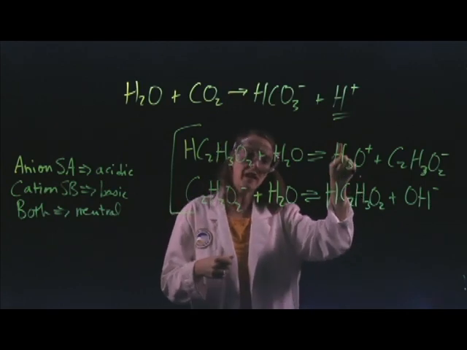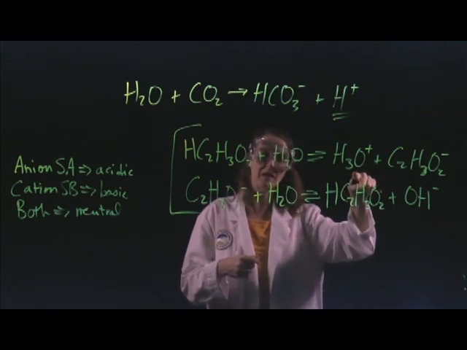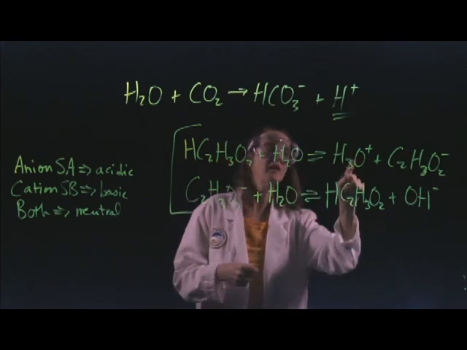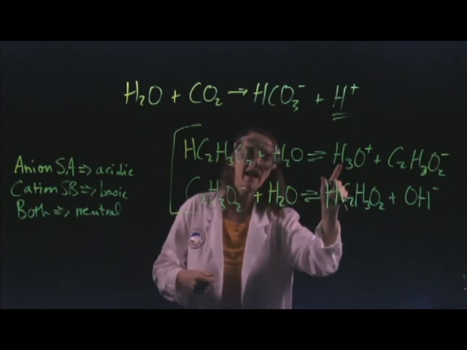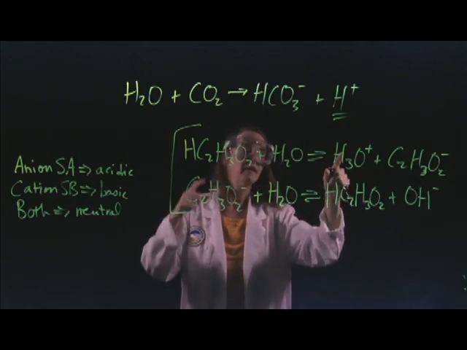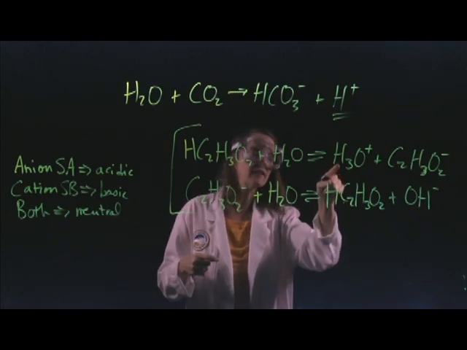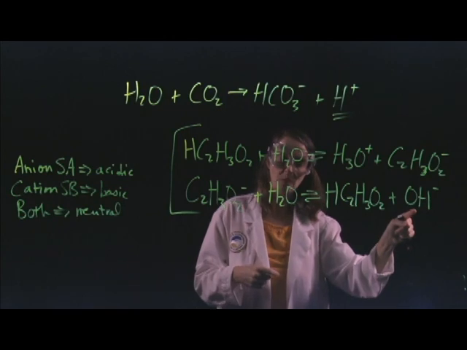Now, we know from Le Chatelier's principle that if we increase the concentration of anything in a system at equilibrium, the system shifts so as to offset the change. This first reaction, therefore, shifts to the left when we add strong acid to it. Think about what happens to this second reaction. When we add strong acid to it, the strong acid will react with the hydroxide ion to make water.